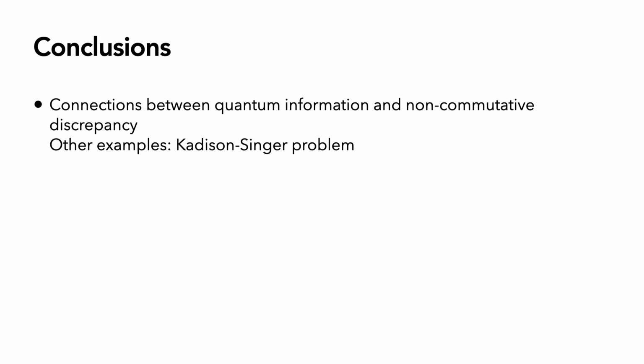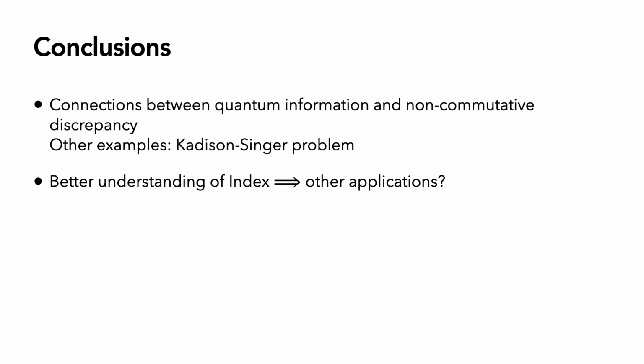In conclusion, in our work, we show the connection between quantum information and non-commutative discrepancy. Other examples of such connections are seen, for example, in the Cadison-Singer problem. A conjecture on the index function would lead to a better understanding of the communication complexity of index, which would lead to other applications. Another interesting question is whether there are other applications to problems in discrepancy.